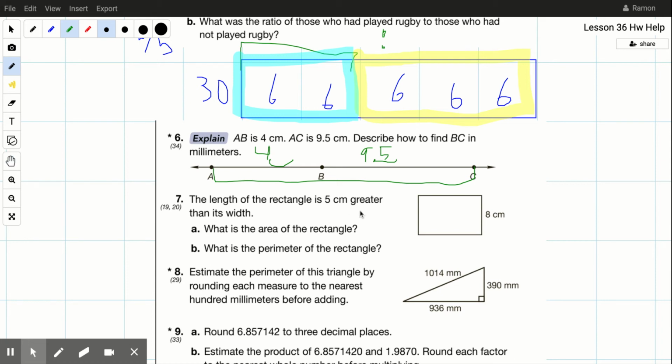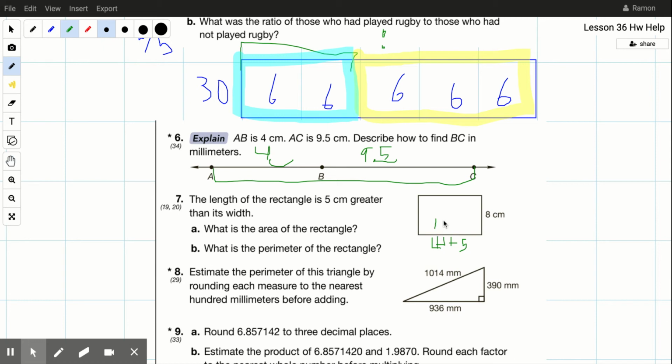The length of the rectangle, so the length is 5 centimeters greater than the width. So if the width is 8, the length is just L or W plus 5. So we have 8 plus 5, which is 13.